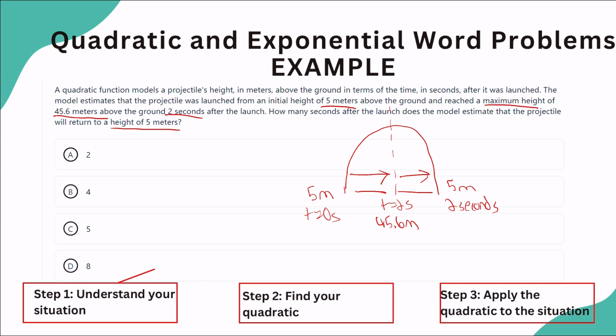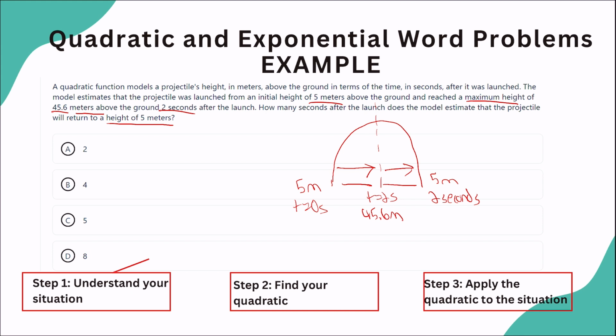And just to reiterate, the reason that it's 2 seconds on both sides is because our parabola is uniform. And so if we have the maximum point, which we know mathematically has to be the middle point in our parabola, then the time on both sides has to be equal. And since it started at 5 meters and we're looking for when it's going to get back to 5 meters, it's going to be the same amount of time it took it to get halfway.